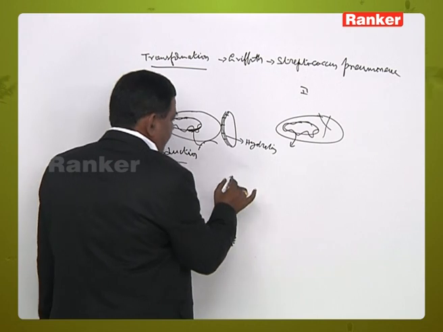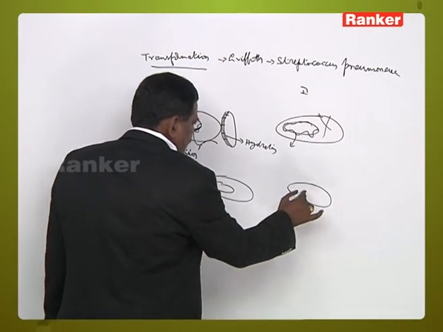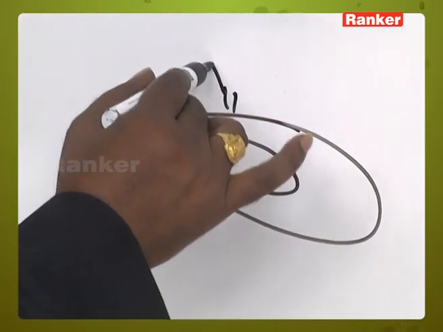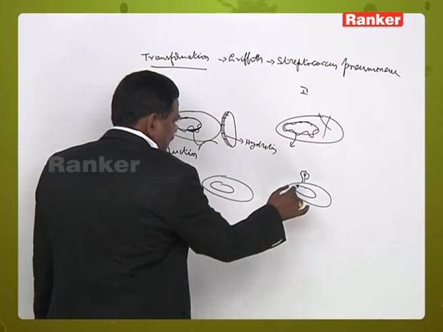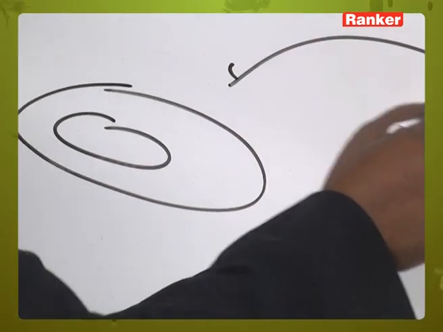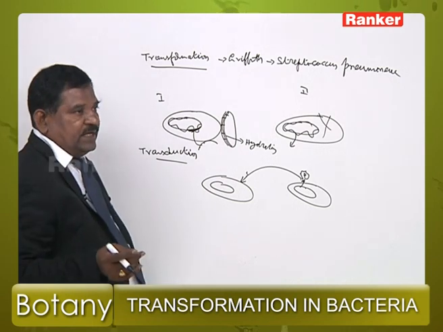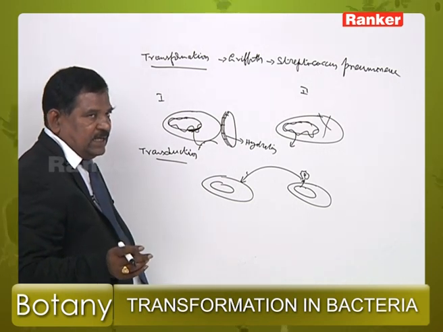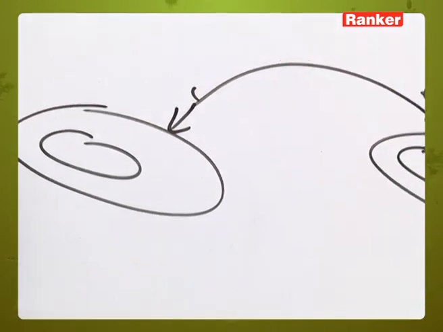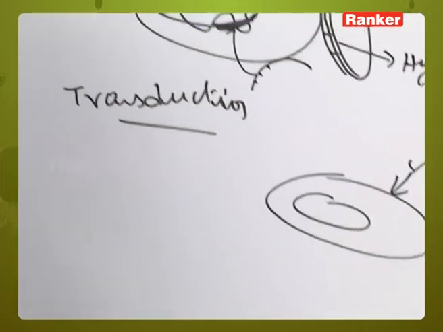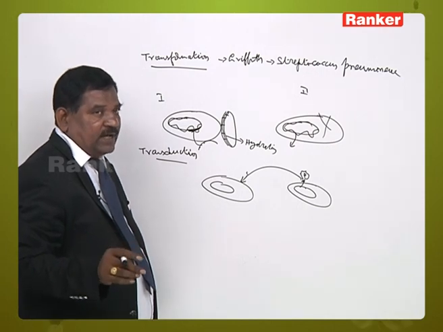In this, there is one bacterium and another bacterium. A virus which attacks one bacterium carries the genetic material of that bacterium to the other bacterium. If genetic recombination occurs, or transfer of genetic material is carried out by a virus, that is called transduction. How is this transduction carried out by the virus? We will discuss that in replication of virus.